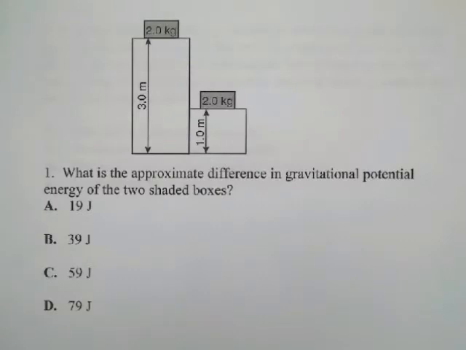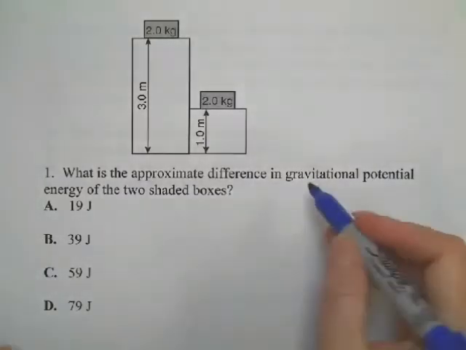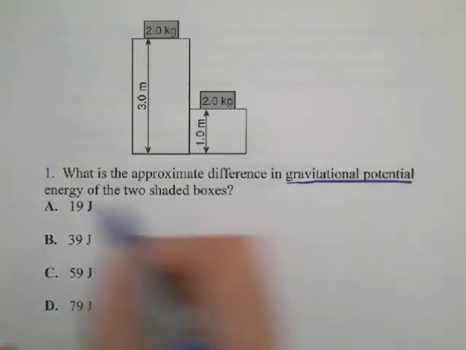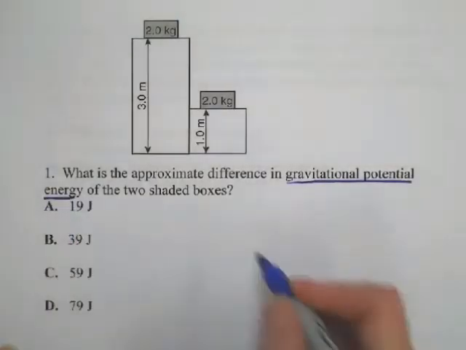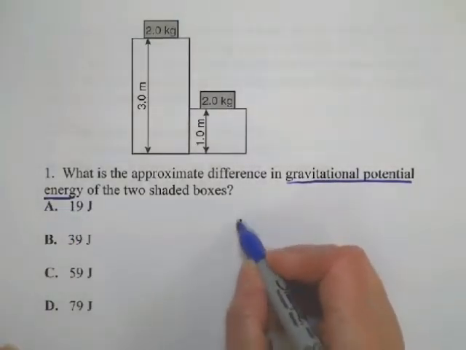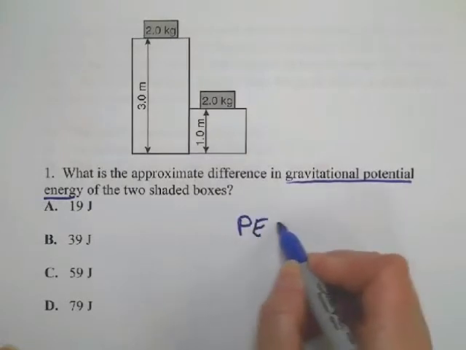Number 1, what is the approximate difference in gravitational potential energy of the two shaded boxes? Okay, we're going to focus on gravitational potential energy. So if you look at your equation sheets, we're going to be looking at PE equals mass times gravity times height. So let's do the first one.